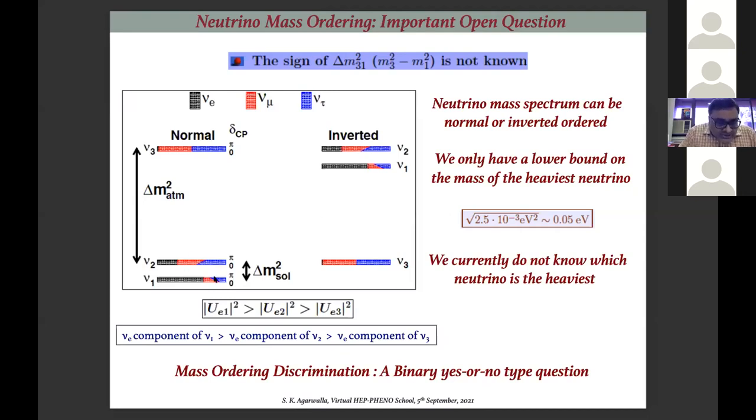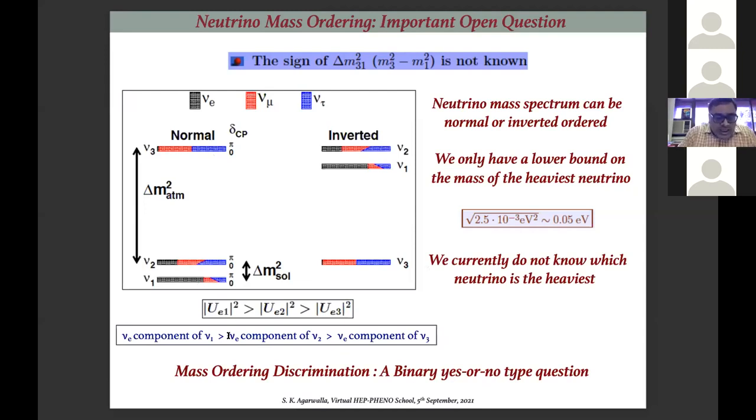So if you just assume that your solar splitting is 0, or, let me correct my statement, you can't assume the solar splitting to be 0. If you assume, because you don't know where M1, M2 and M3 belong, that your starting scale is 0, that means M1 is at 0, then you can assign the total gap to M3. That means you are getting a lower bound on the heaviest mass state, which is around 0.05 electron volt.